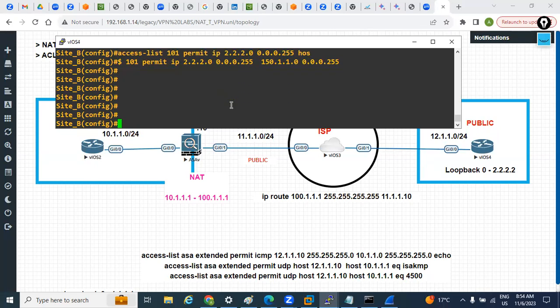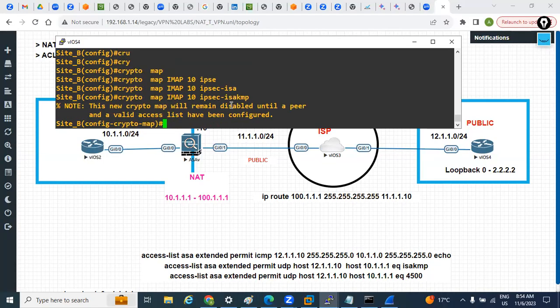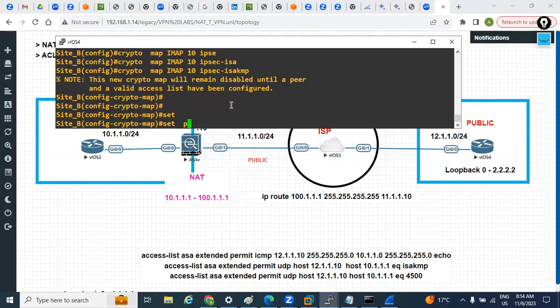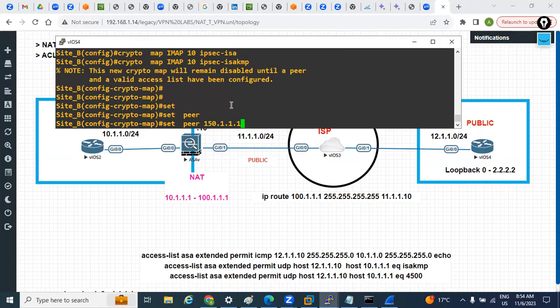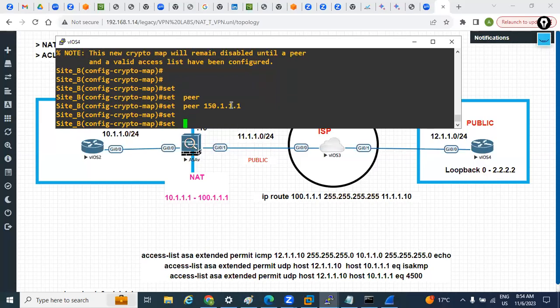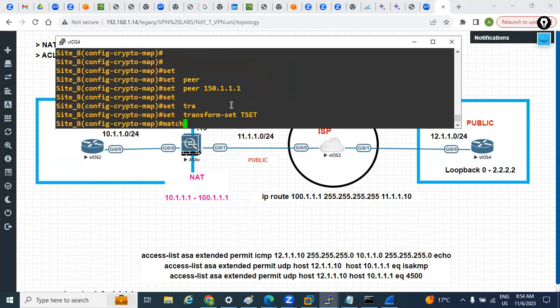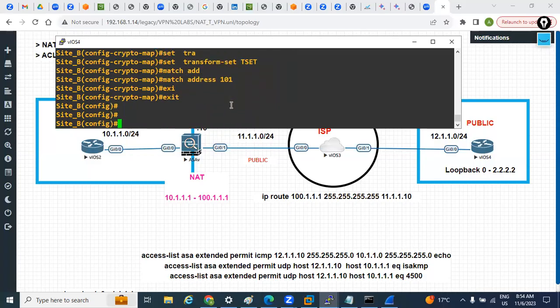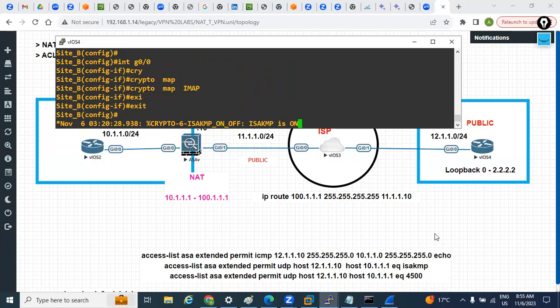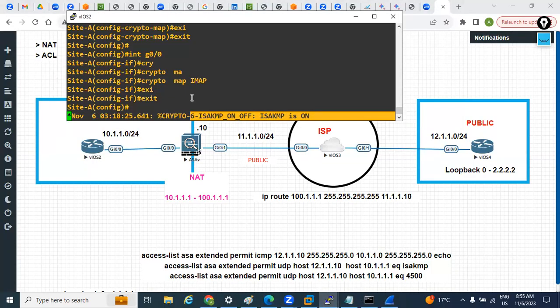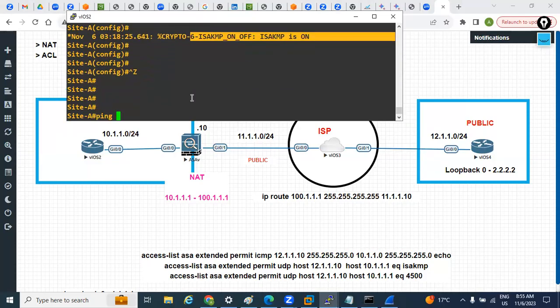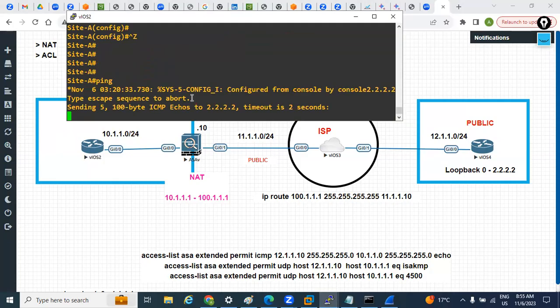After this, now crypto map IMAP 10 ipsec-isakmp. Set peer, who would be the peer? 150.1.1.1. Set transform-set tset, match address 101. Interface 0/0, crypto map name is IMAP. This is done, it's on. And now from here, try to ping 2.2.2.2.